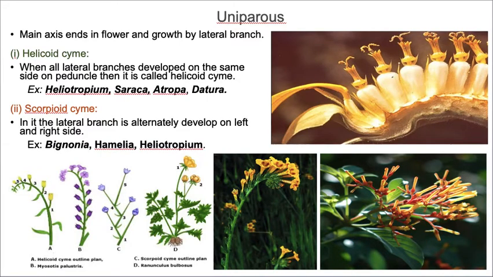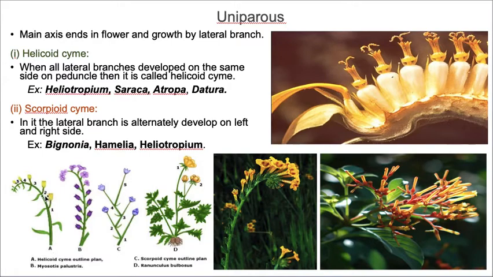Cymos uniparous means the main axis ends with a flower, and the further growth is exhibited by the branches, that means lateral branches, and again it is of two types. The first one is helicoid cyme and the next one is scorpioid cyme. Helicoid means, I'll show you the diagram and then I'll explain, then you will clearly understand.